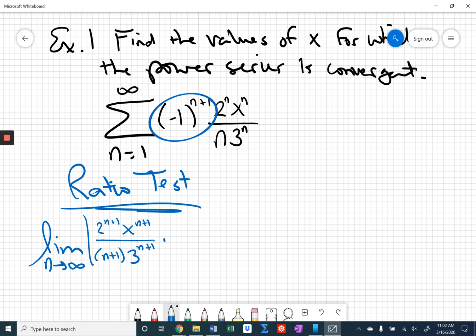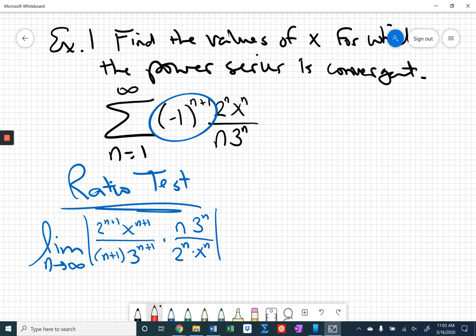And then we're supposed to divide by the nth term, but I'm going to multiply by the reciprocal, just skipping a math step. I don't want to have to write out the fraction of the fractions like this, or separately. I want to write it like this. All right, so we have this.